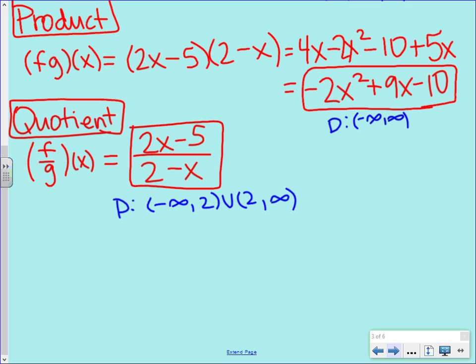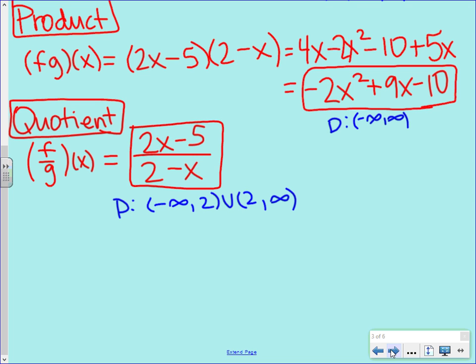Yes? Can't you also write the domain as x not equal to? You could, but that would not be interval notation. And I want everything in interval notation. But you're right, that would be an alternate way of writing it. Okay? All right.